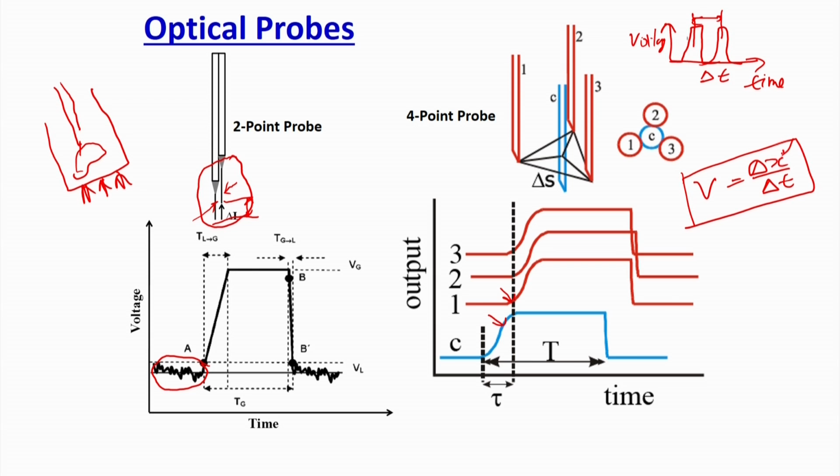So, delta x is already known, we need to find delta t, and delta t can be found based on the refractive index, by which we can identify the phase, and then the time taken by that phase to travel from one probe to the other probe is the delta t. So, we can easily find it out.